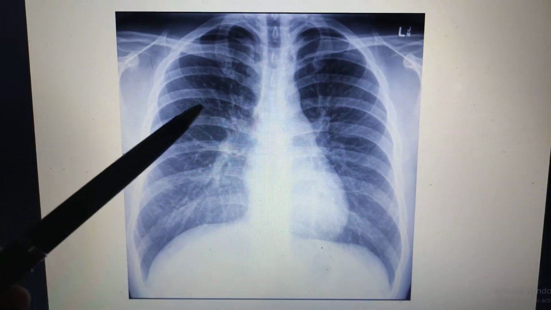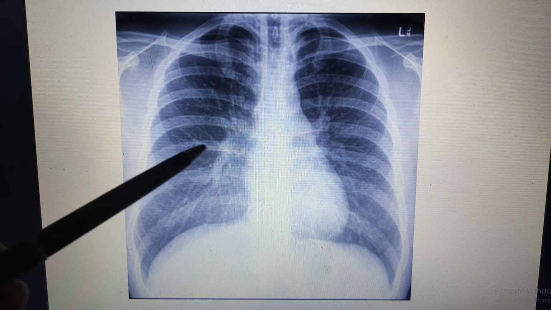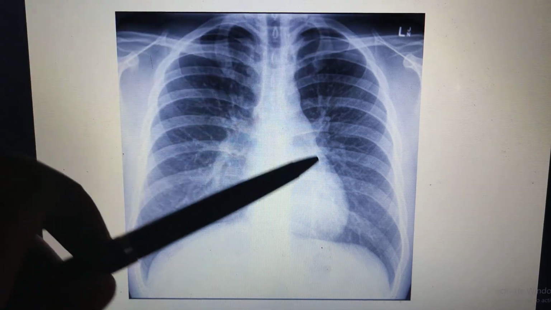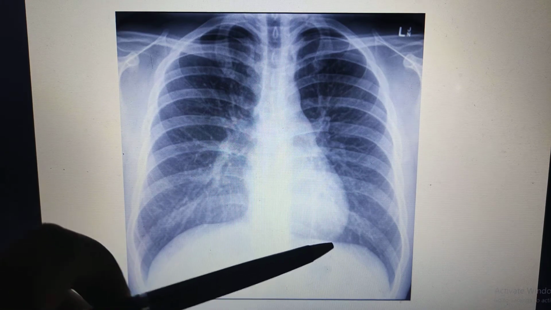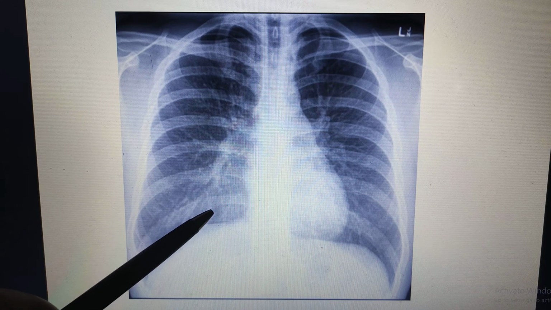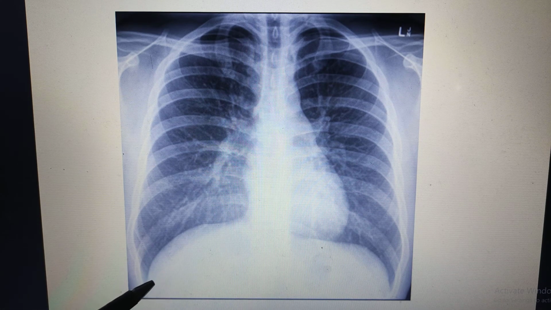These are your ribs. Along with this, this is your clavicle. This white thing is actually your heart, and which is the diaphragm? This black part and the white junction. This is your diaphragm. So this is what you have to understand about the X-ray.